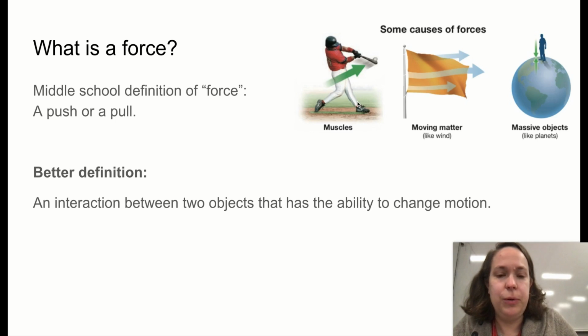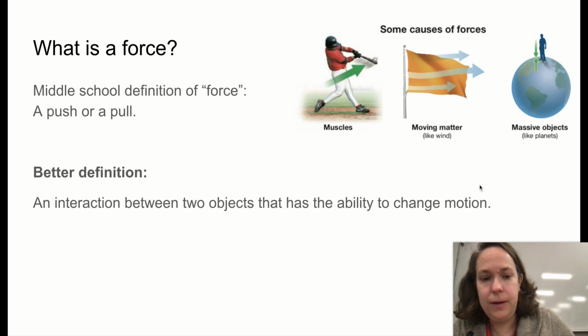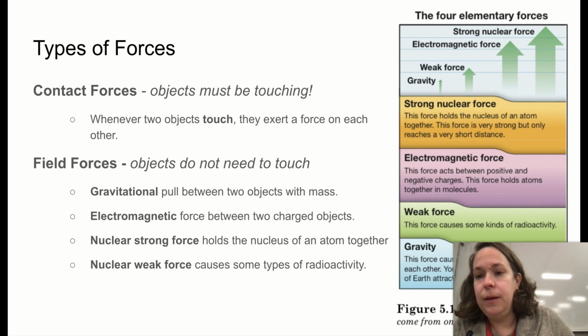And here are some examples of forces. Your muscles can provide forces onto an object in order to change its motion. Wind, like air, moving air, can also move objects like flags flapping in the wind, your hair. And then you also have the one type of force where it's caused by mass. The mass of the Earth causes a gravitational pull on you and me and every other object nearby. All right, those are just some examples.